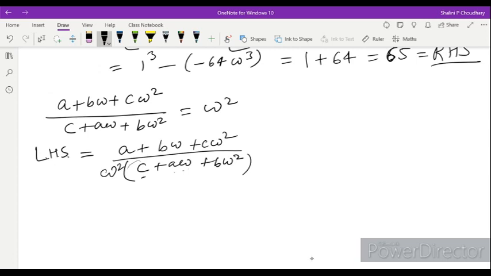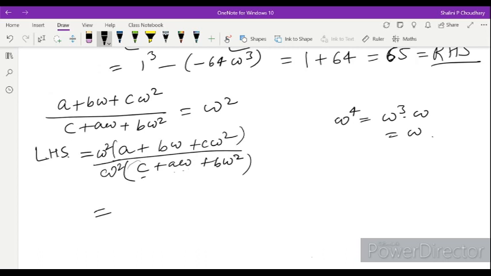So that will be equal to A, and B omega square. When we multiply omega square by omega square, it will be omega to the power 4. It means omega cube into omega, that will be equal to omega. Okay, so what we'll do, we'll multiply this by omega cube and divide this by omega cube.